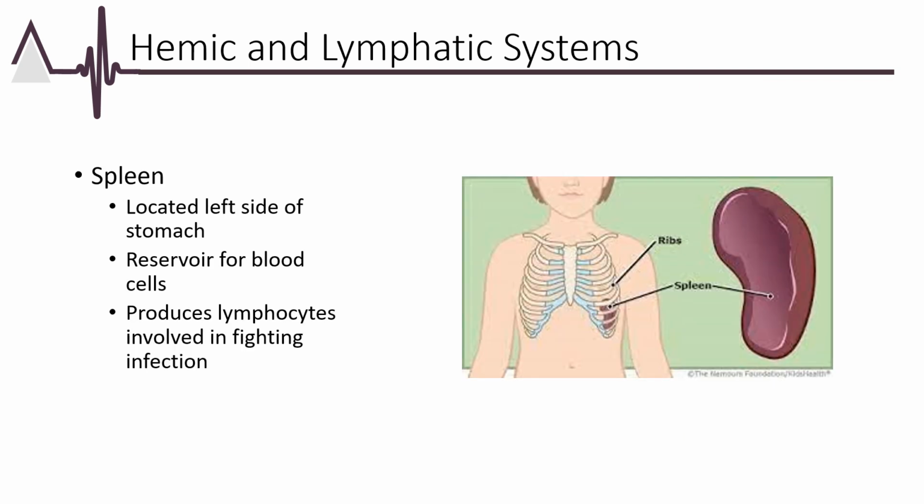The spleen is an organ in the upper portion of the abdomen located to the left of the stomach. The spleen is a blood filtering organ as well as a receptacle for red blood cells. It also plays a role in the immune system by producing lymphocytes that are involved in the infection fighting process.